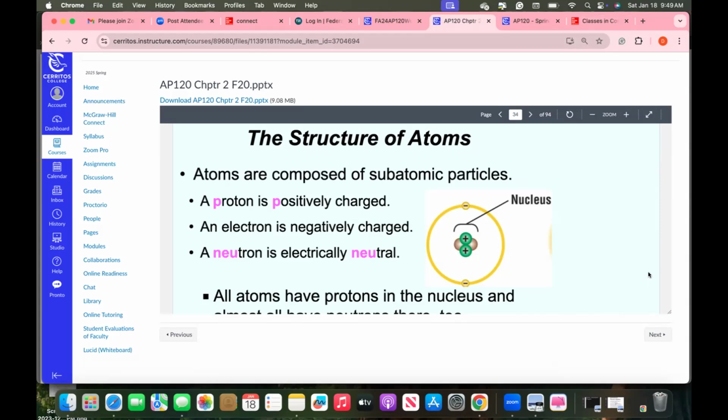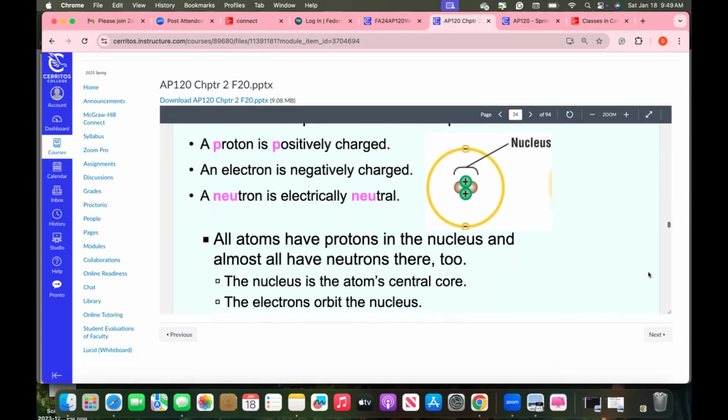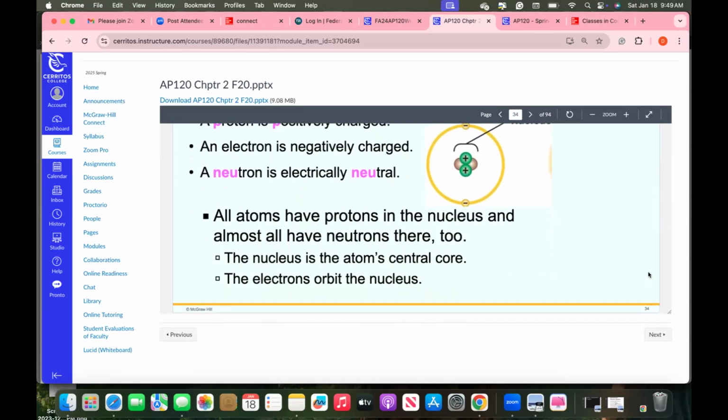All atoms have protons in the nucleus, and almost all of them have neutrons there. The nucleus is the atom's central core. The electrons orbit the nucleus. This is a static picture, it's not moving, but the electrons fly around the nucleus, they circle around the nucleus. They're not static like this picture, but that's why they're on the outside. Okay.